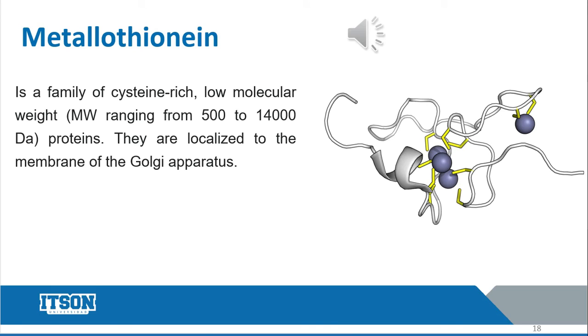Metallothioneins are a family of cysteine-rich, low molecular weight proteins. They are localized to the membrane of the Golgi apparatus. The induction of the synthesis of MTs in many marine species by contaminating metals has led to the proposal of the use of these proteins as potential specific biomarkers for exposure to metals and toxicity in aquatic biomonitoring, provided confounding factors, natural and physiological, are taken into account.